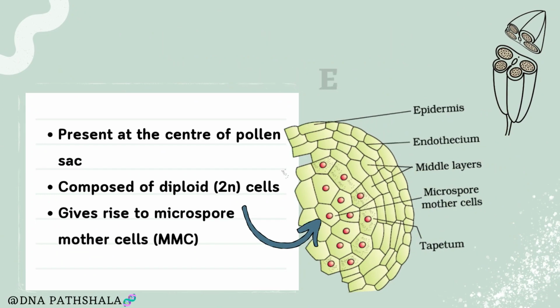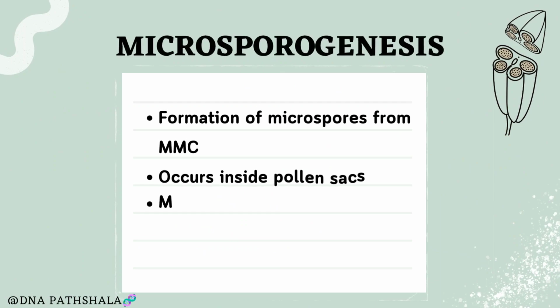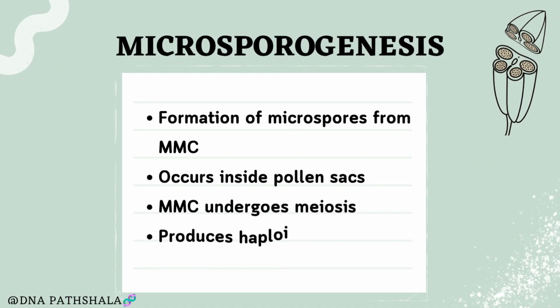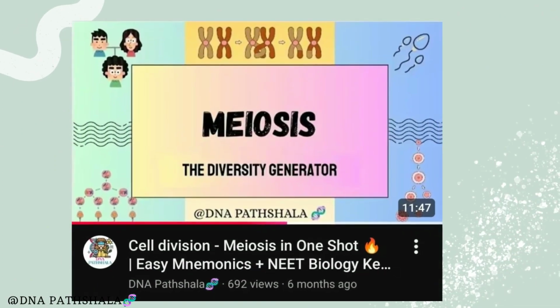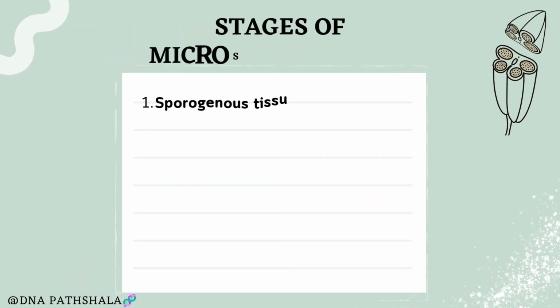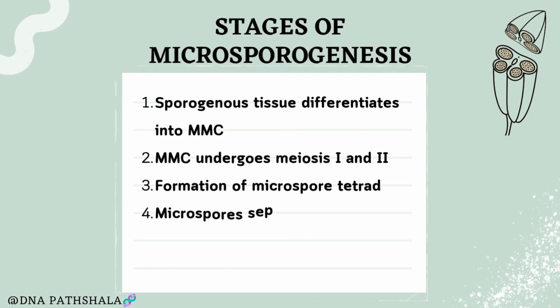Now begins microsporogenesis, that is the formation of pollen grains. MMC is diploid and undergoes meiosis, so chromosome number reduces. As a result, we get haploid microspores. If meiosis is not clear, I have already made a separate detailed video on it. You can check that later or I will give you in the I button. Let's see the stages. First, MMC is formed. Then it undergoes meiosis in 2 steps. Finally, 4 haploid cells are produced. These 4 cells together form a microspore tetrad.